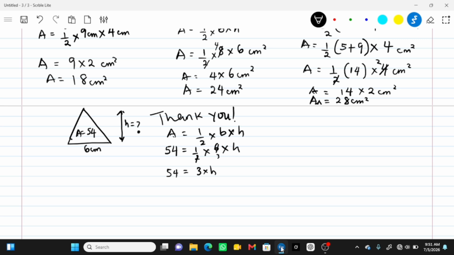Now what can we multiply with 3 to get 54? We do the division, the opposite. Divide 54 by 3 to give h. So h is equal to 18 centimeters. Don't put square, it's only area that we put square. Alright, so you can do the same for the other ones. Just take care. Bye.